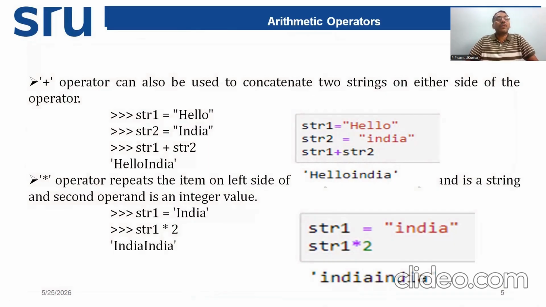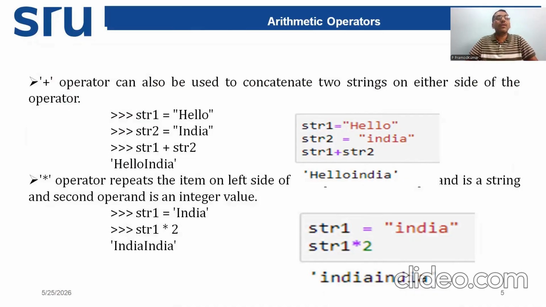Coming to the first example, the plus operator can also be used to concatenate two strings on either side of the operator. When you place the plus symbol in between two numbers, it performs the addition operation. But the same symbol, if you put in between two strings, performs the concatenation operation. Concatenation operation means combining two strings together, that too, at the end of the first string, the second string will be appended.